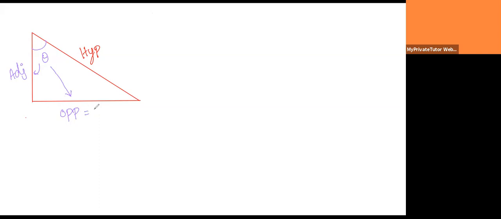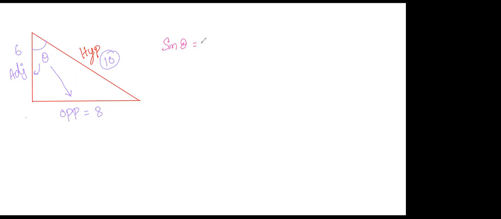Let me give some values to you guys. Let's say this is 8, and this is 6. If we get 8 and 6, I think we'll end up getting 10 here. Okay, and I hope you guys know the trigonometric ratios here. Can you please tell me, anyone? 8 over 10. 8 over 10, excellent.